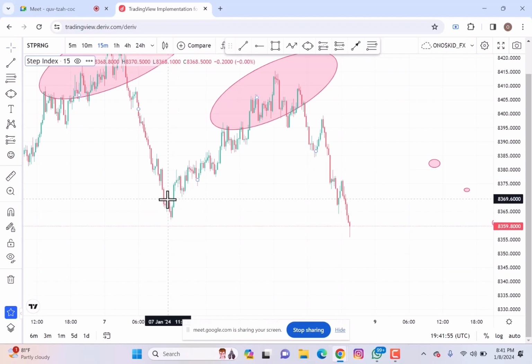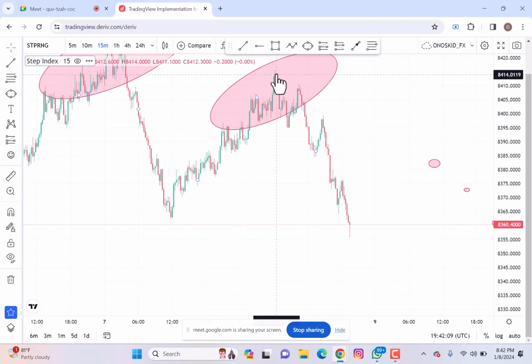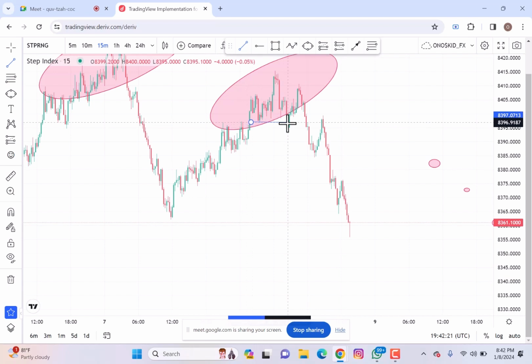Around this region, there is a change of character, and the market was creating a series of higher highs and higher lows, higher highs and higher lows, higher high, higher low, higher high. Now, look at what the market did. Immediately after this higher high was created, the market changed character by breaking this structure here. So this is what I mean by change of character.